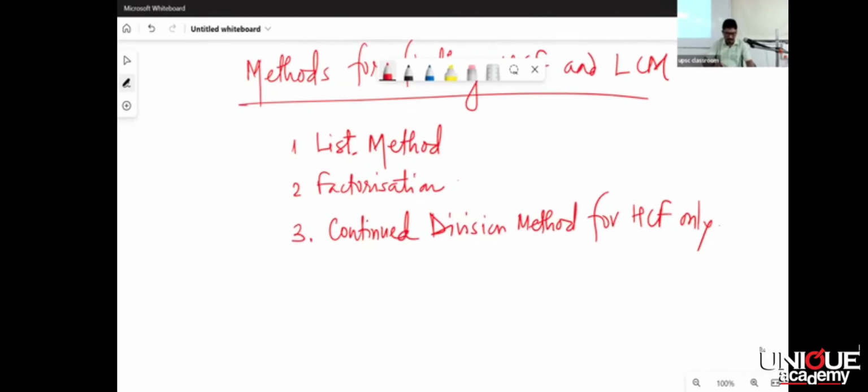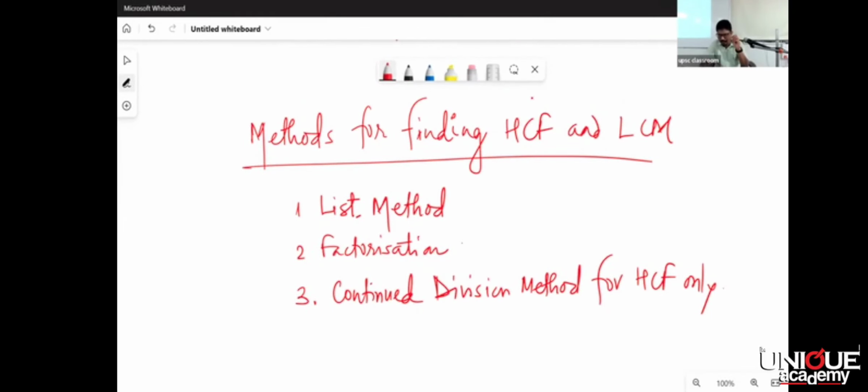Listen, in any book, whether it is state board, NCERT, CBSE board or ICSE board, only three methods are given. The list method indicates only listing divisors as well as multiples. So this is not feasible in the exam hall. This is not feasible in conventional maths as well as competitive exams maths.